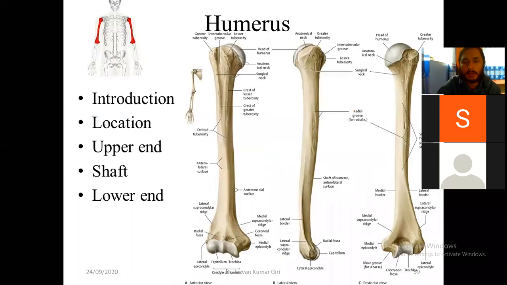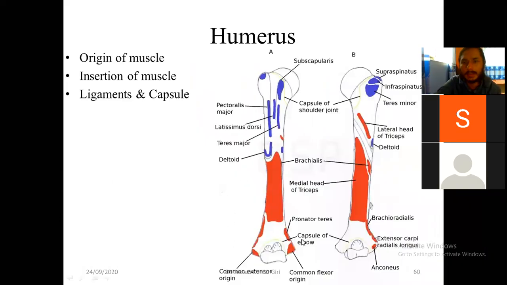Now we'll go for the muscle attachments of the humerus. See, these are the muscles attached on the humerus. Can you see the blue color and the red color? Always remember in the diagram, if they give the blue color, that is the insertion of the muscle. If the red color is there, that is the origin of the muscle. For the ligament and the capsule, there will be the green color. Here it is not given, I will tell that.